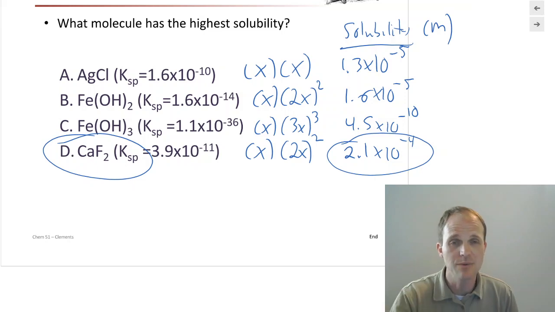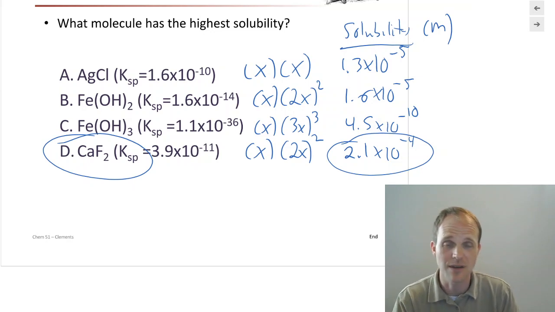Then we said, hey, how do we calculate the actual solubility? It's always X, no matter what the stoichiometry is. Then how do we compare solubilities and do the work, right? You have to make sure that you're breaking things apart into the right number of pieces, doing the math, and then comparing solubilities that way.